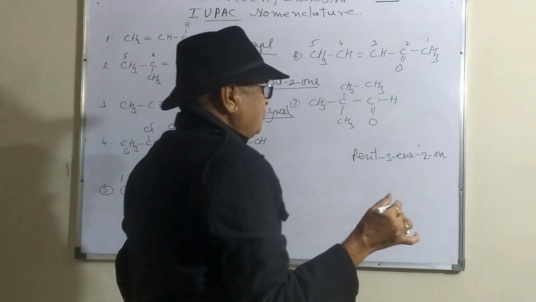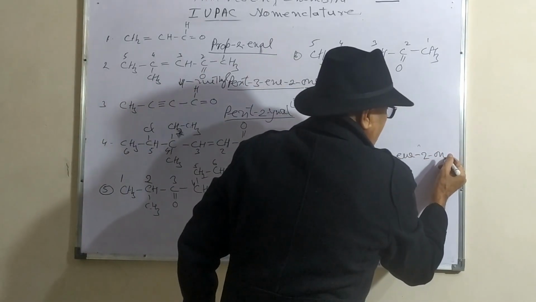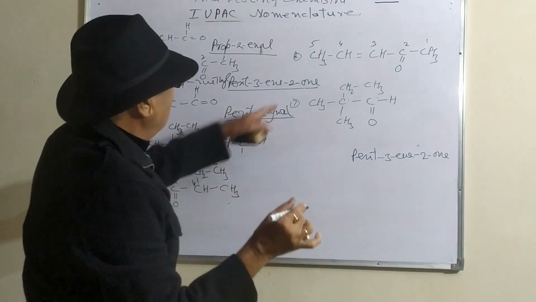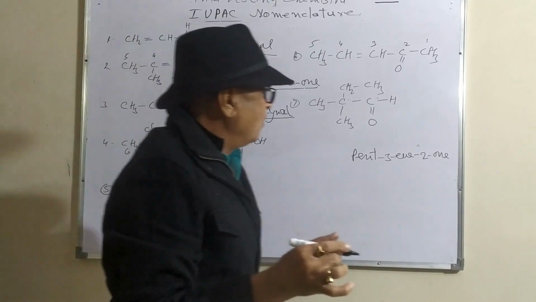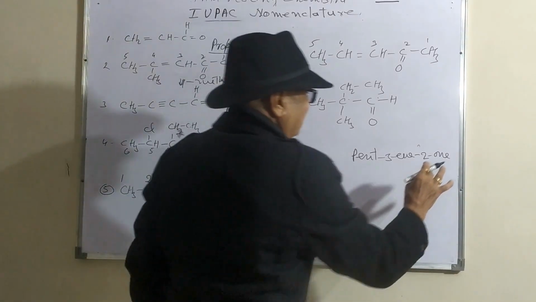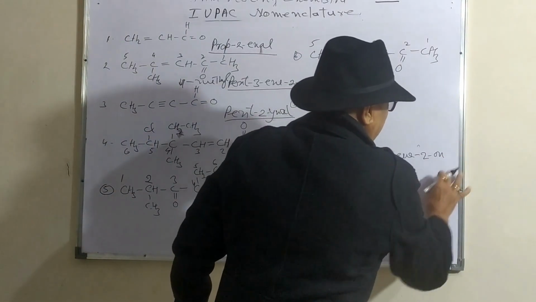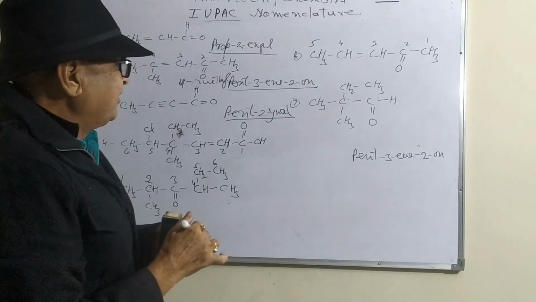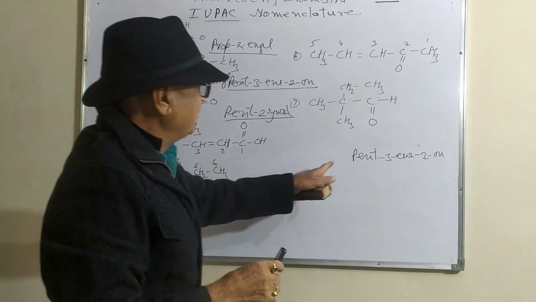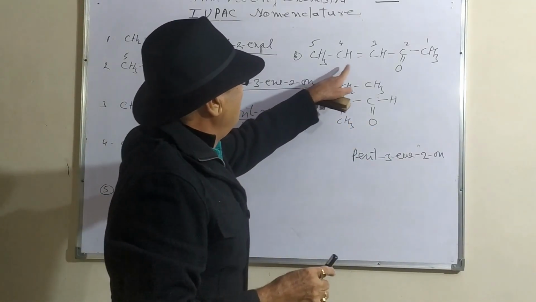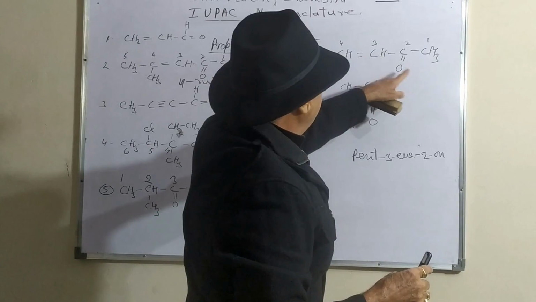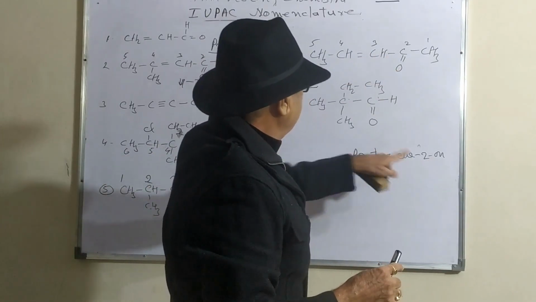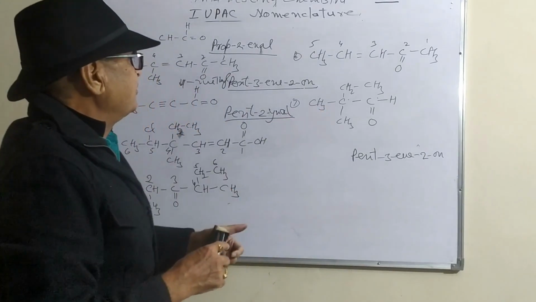This is 2-one, O-N-E, ketone. O-N-E, I have right here, one, on. So this ketone, right here, ketone. So you can write here, pent-3-en-2-one. So it is the name of this compound. Pent 1, 2, 3, 4, 5. Pent-3-en-2-one.